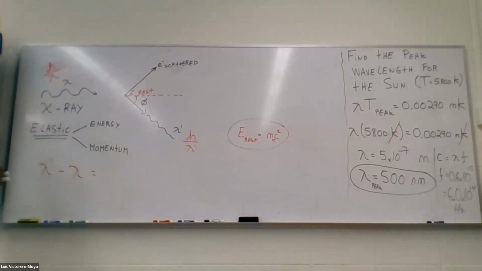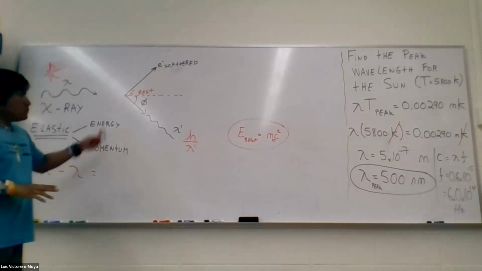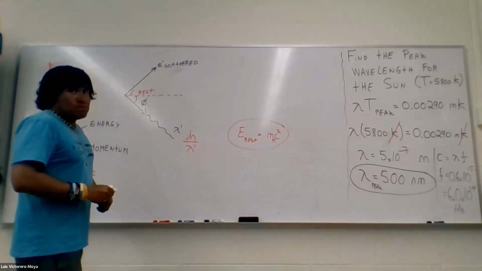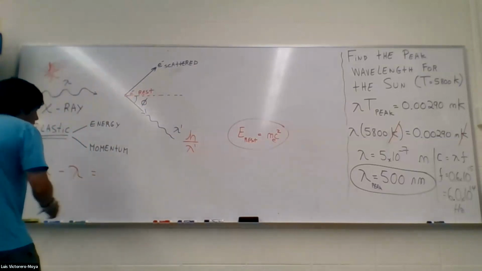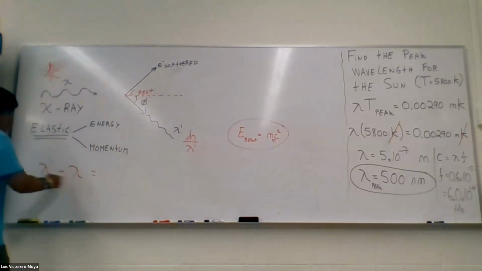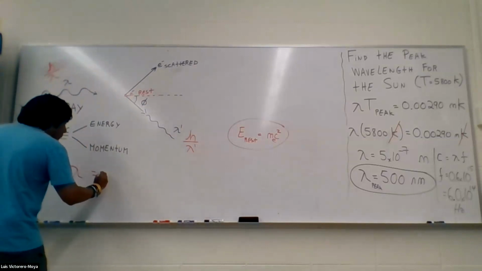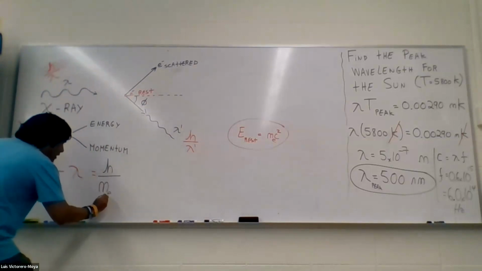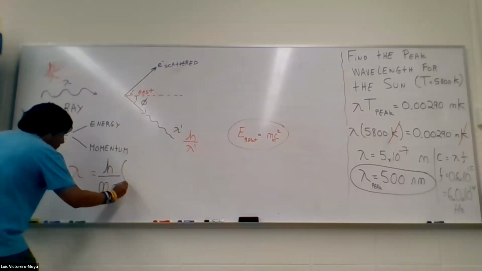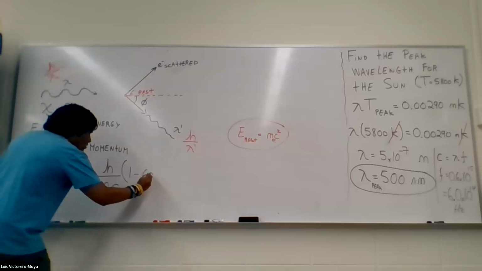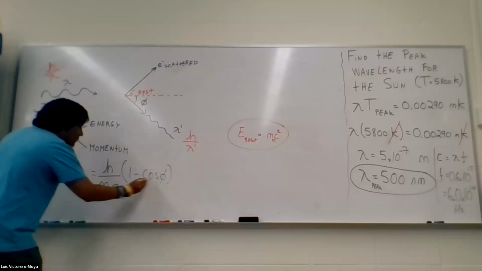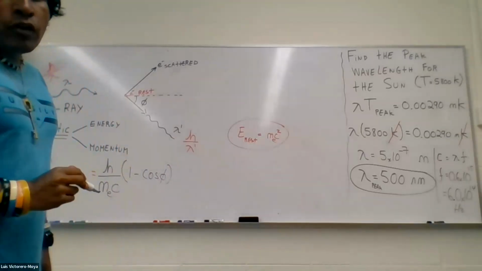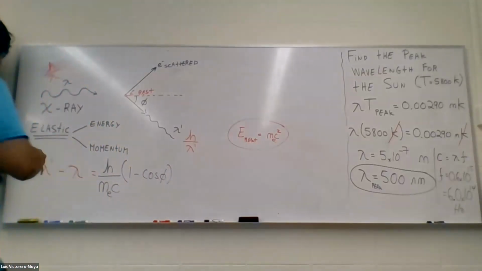Well, if you conserve momentum and energy, you obtain the following equation. The difference between the wavelengths is equal to the Planck constant divided by the mass of the electron and the speed of light, times 1 minus cosine of phi. That is basically the quantum scattering equation.